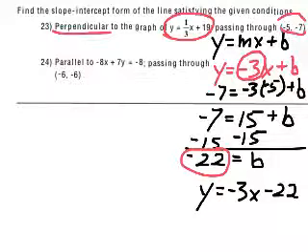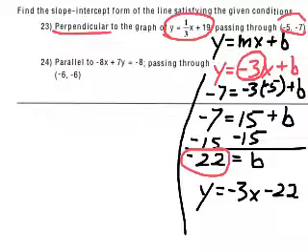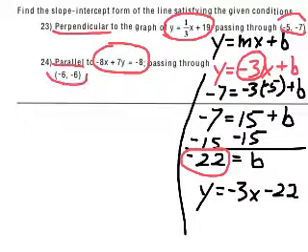All right, let's do the other problem. Parallel. The situation is this one is parallel to this equation, and it passes through this point. Okay, so this equation, notice it's -8x plus 7y equals -8. That is not in our slope-intercept form. So we cannot figure out from looking at this.